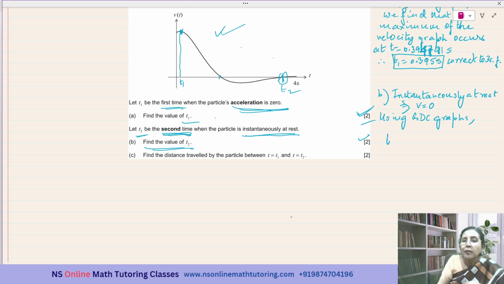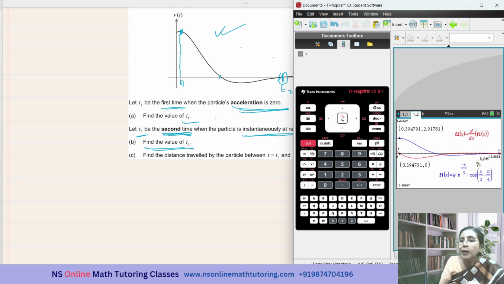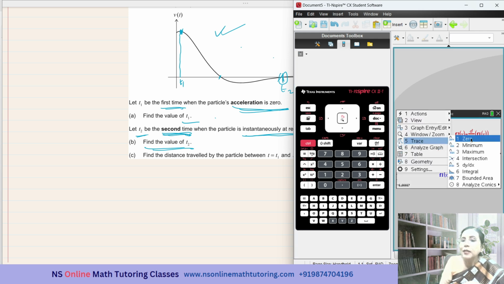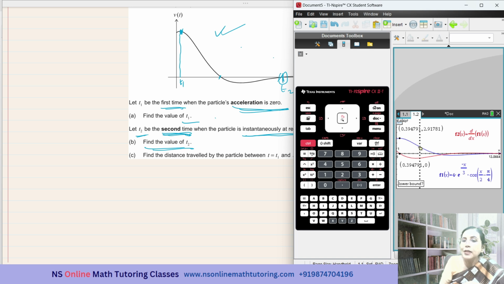T2 is equal to, this time I need to get the 0 of the blue colored graph. So analyze and 0. And which graph is it? This graph. And I need to get the 0 over here. So it is 10.99. So it will be up to 3 significant figures I have to take. So it will be 11.0.